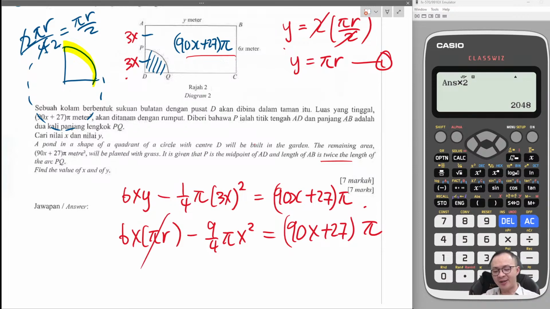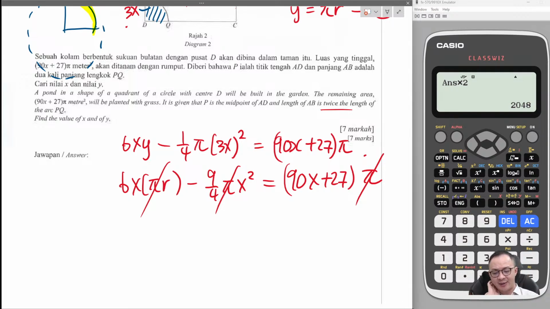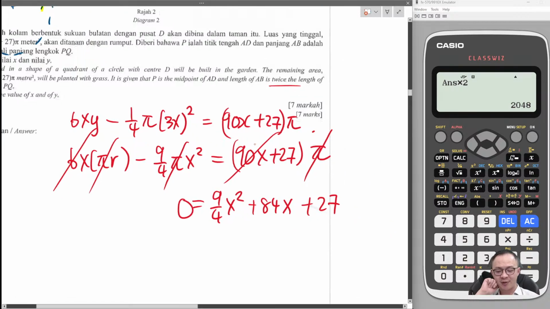Then I divide pi. No more pi already. Okay, seems like quadratic in my eyes, but let's do it. Never mind. 9 over 4 x squared first, then minus 6x. This one will be positive 84x, and then plus 27 equals 0.